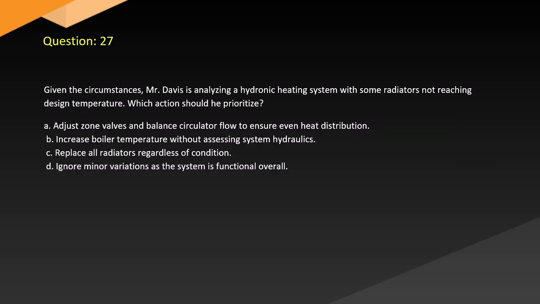Question 27. Given the circumstances, Mr. Davis is analyzing a hydronic heating system with some radiators not reaching design temperature. Which action should he prioritize? A. Adjust zone valves and balance circulator flow to ensure even heat distribution. B. Increase boiler temperature without assessing system hydraulics. C. Replace all radiators regardless of condition. D. Ignore minor variations as the system is functional overall.